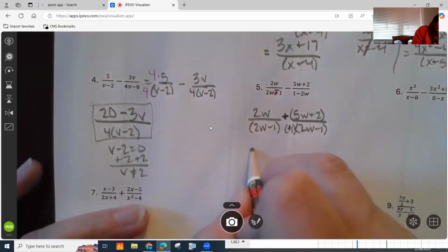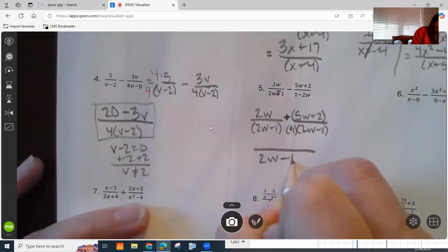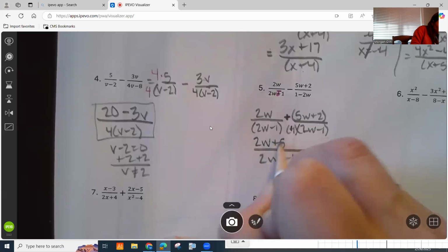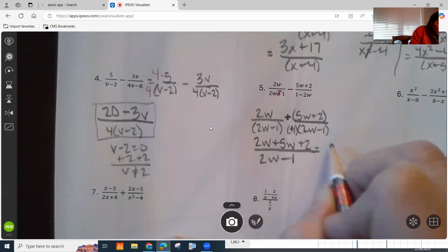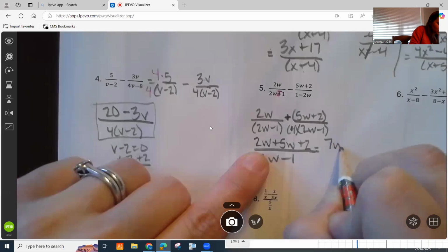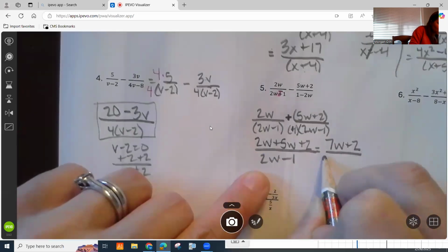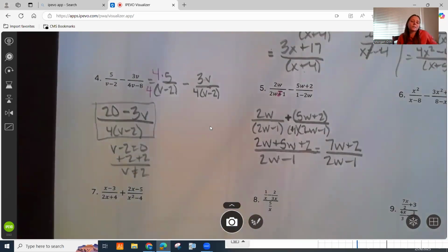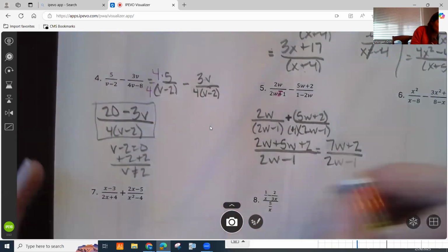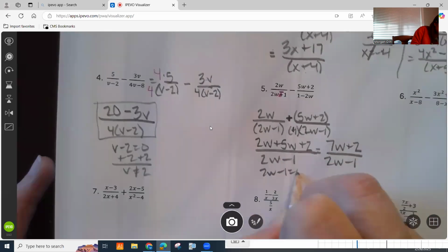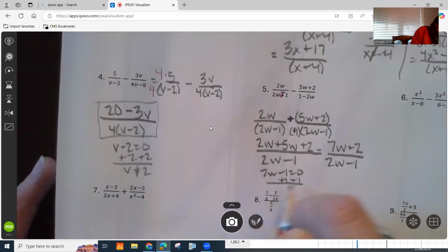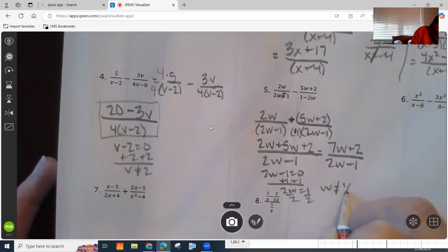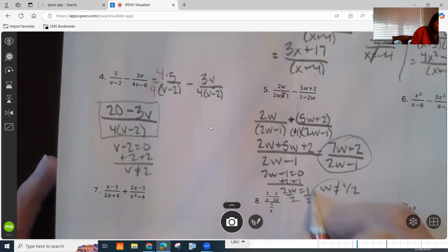And guess what? My denominators are the same, 2w minus 1. All right, so this is 2w plus 5w plus 2. And here I'm left with 7w plus 2 over 2w minus 1. All right, nothing factors out of the numerator, so I'm good. Now, when I set 2w minus 1 equal to 0, add the 1, I get 2w equals 1 and divide by 2. W just can't equal 1/2 right here. Okay.